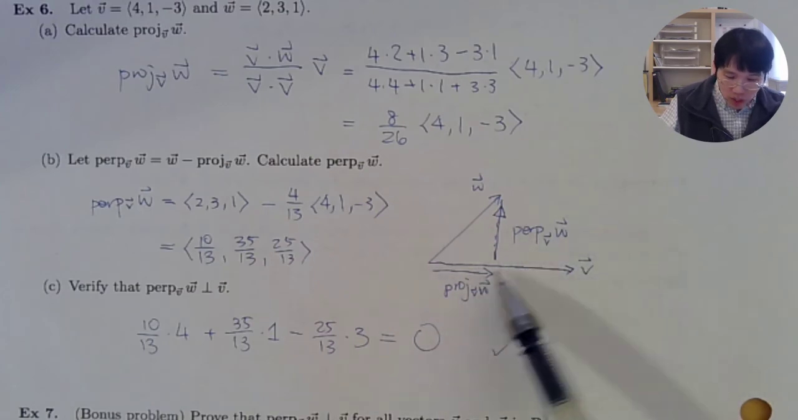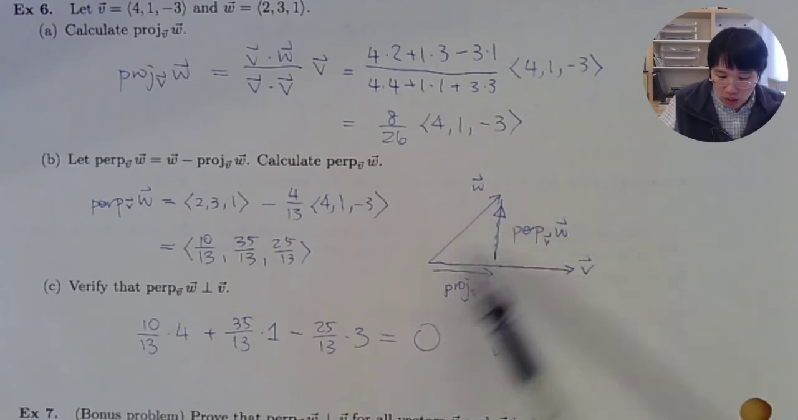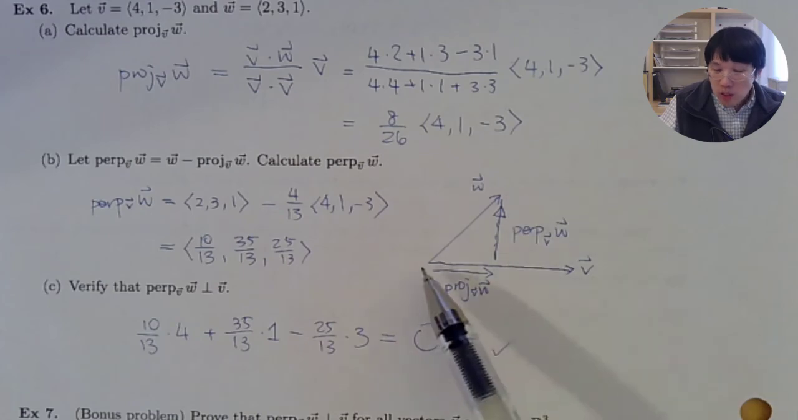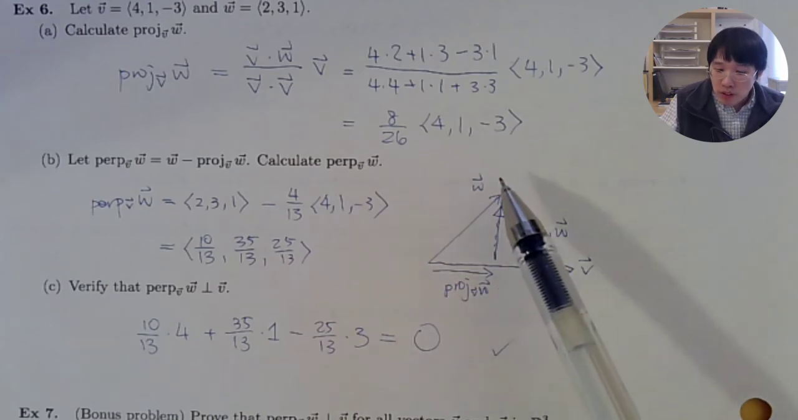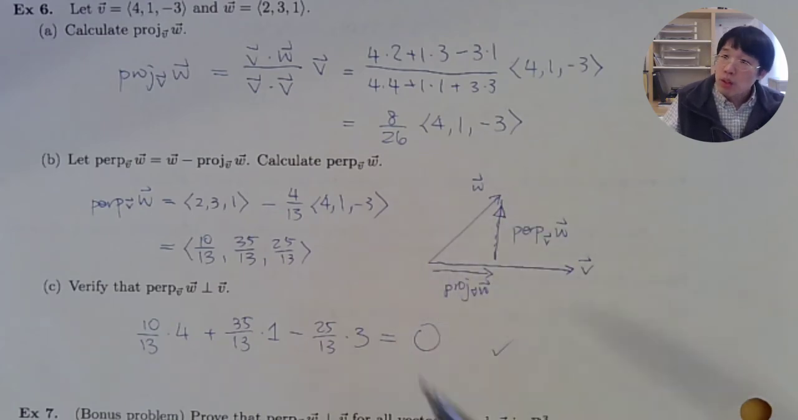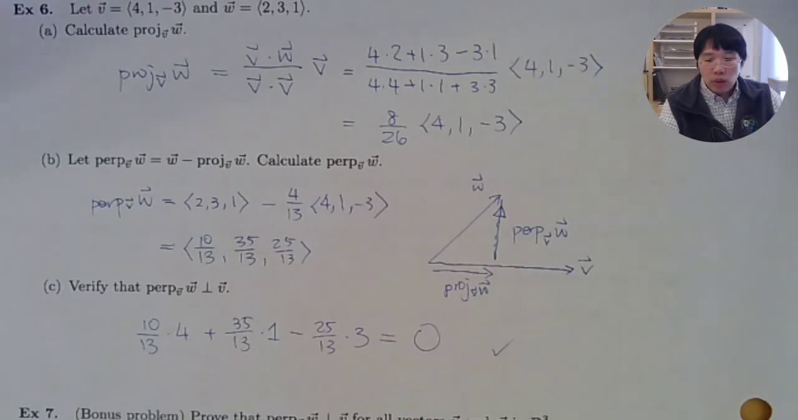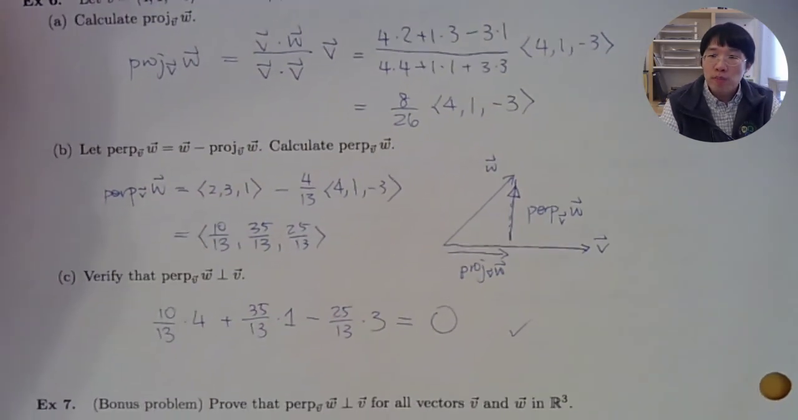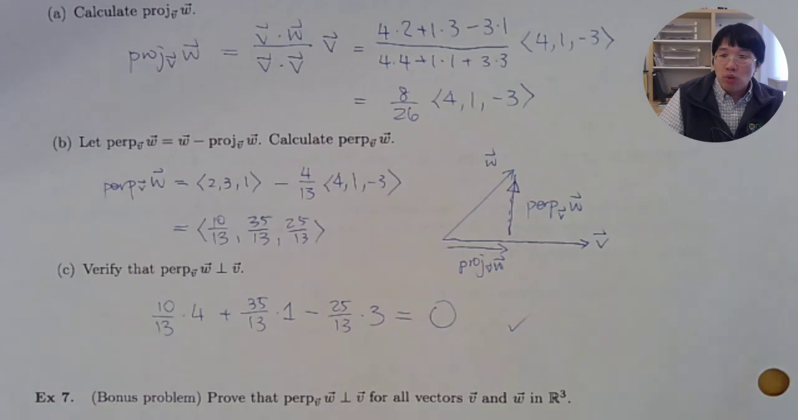So in this way, we decomposed W into two vectors. One is parallel to V, the other is perpendicular to V, and they sum up to W. This will be useful later when we're thinking about movement in space and so forth, as we use these vectors to model real-life situations.